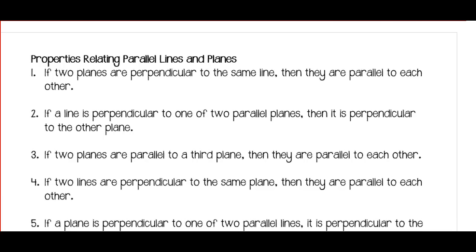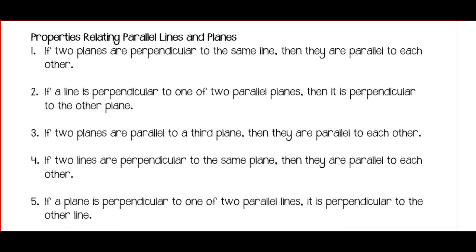So, some properties relating parallel lines and planes. And again, if some of these aren't clear to you, make sure you ask me. If two planes are perpendicular to the same line, then they are parallel to each other. Number two, if a line is perpendicular to one of two parallel planes, then it is perpendicular to the other plane. If two planes are parallel to a third plane, then they are parallel to each other. So this would be kind of like our transitive property of parallel planes.